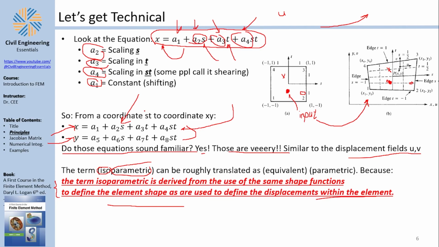And the displacements u were actually connected in a very similar equation, albeit maybe they were different. Instead of s, you had x. Instead of t, you had y. And that's why it's called isoparametric formulation. This has a massive, massive advantage, and I will be talking about the advantage of this in the future.